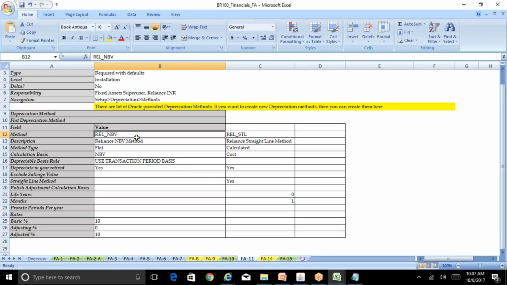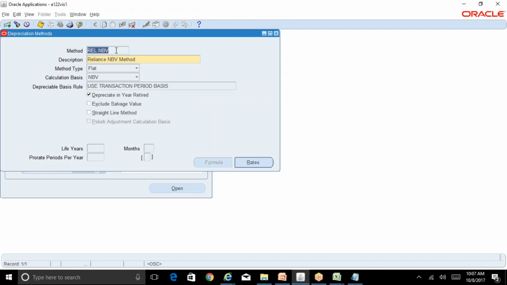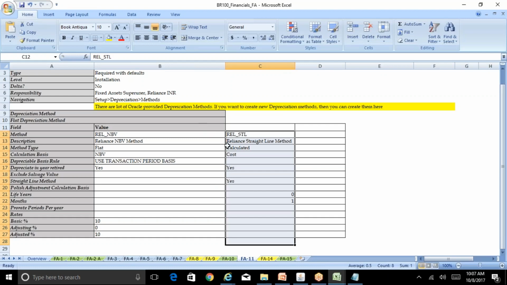That's for the NBV. We will also create straight line. REL, STL. STL stands for straight line. Reliance straight line method. And method type is calculated.